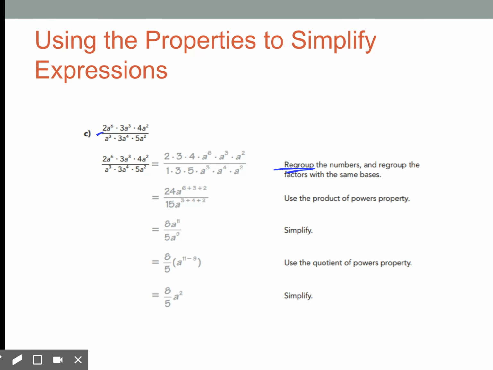So first, we're going to take this 2a to the 6th power, make that 2 separate, and the a to the 6th put off to the side. 3a to the 3rd, put the 3 by itself, and the a to the 3rd over here with the other a. And 4a to the 2nd, put the 4 with the other numbers, and the a squared with the other terms. You'll do the same with the bottom.